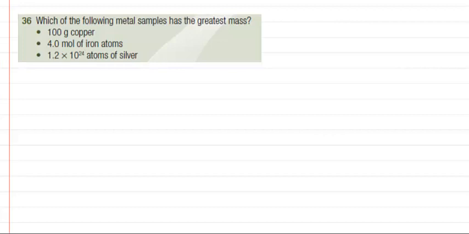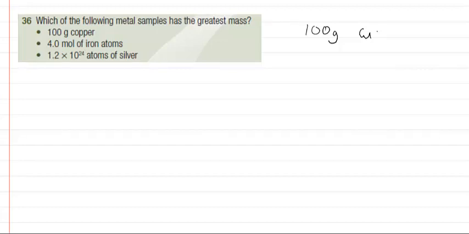Now, in order to compare masses, we need to work out what the masses are, first of all. So we'll do that over in the top right here. First of all, we have 100 grams of copper. We need to know how many grams of iron and silver we have. So we have 4 mole of iron atoms.